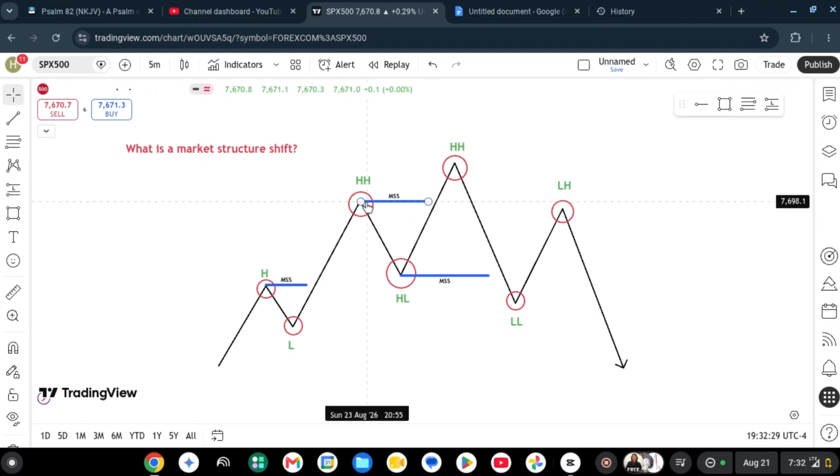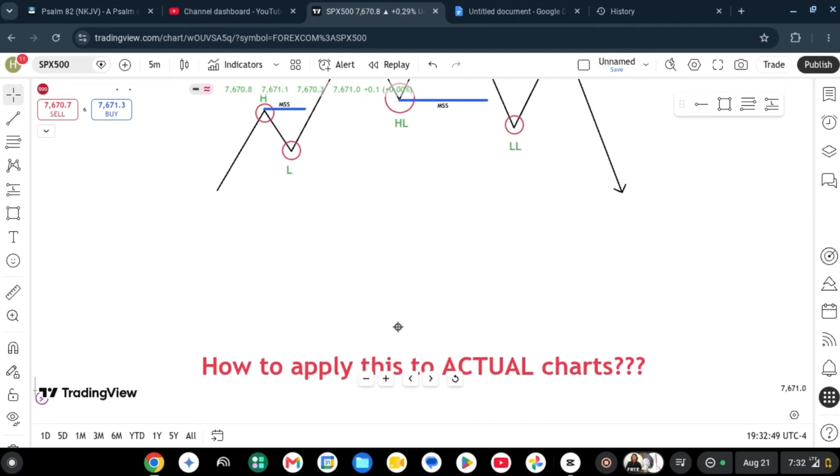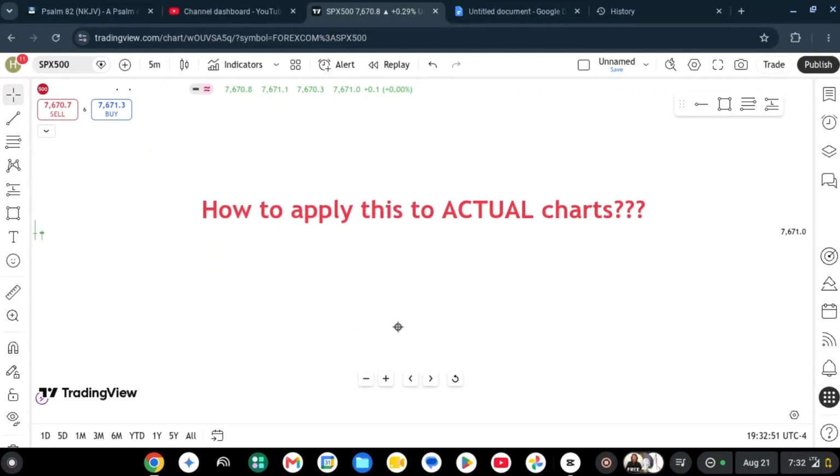So we see we have a higher high, higher low, create a new higher high. This is a market structure shift. Price is still bullish, but then we go below this low, breaking this low, creating a new low. So this is now a new market structure shift, except price is bearish, meaning it's going down. So that's very simple. Now, how do we apply this to actual charts?